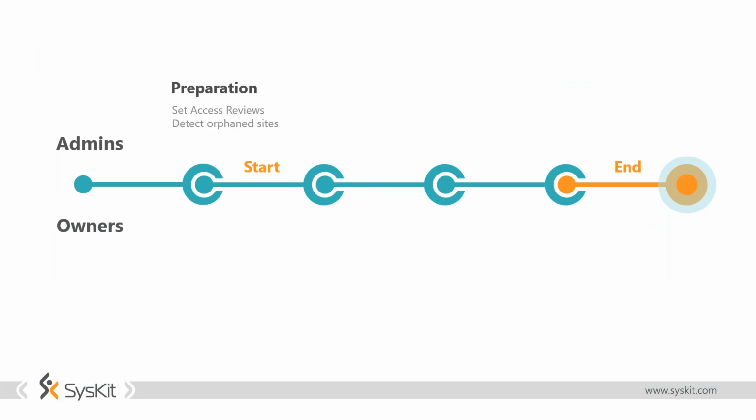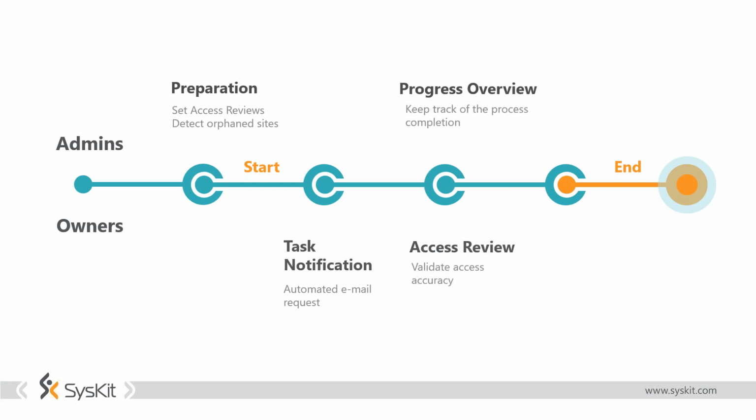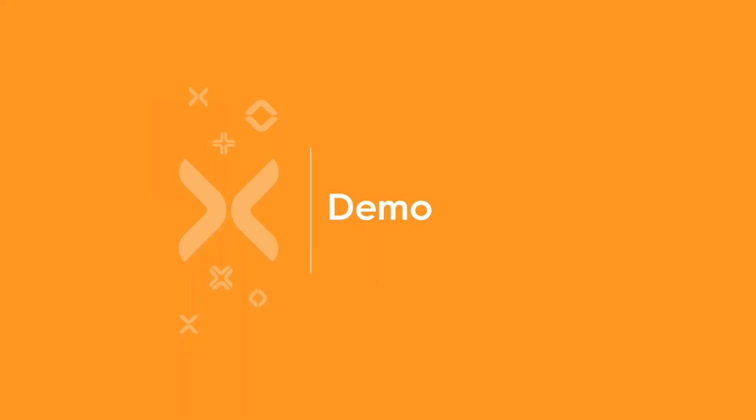Here's what the process actually looks like. Admins are the ones who are preparing access reviews. They're detecting if there are any sites without owners, so they need to figure that out before the access review actually starts, because the owners will receive a notification by email once it has started, saying that they need to perform an access review. They will start with it, obviously, and the admins will keep track of their progress. You can also set up automatic reminders for those who haven't finished their tasks, and at the end, admins can also review owners' performance.